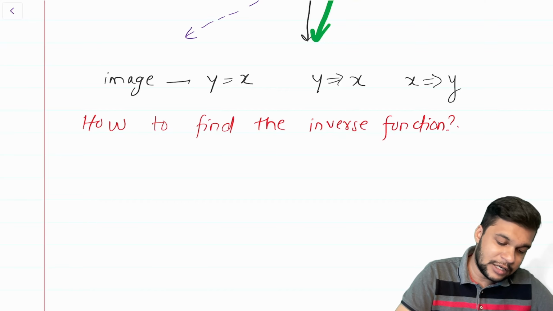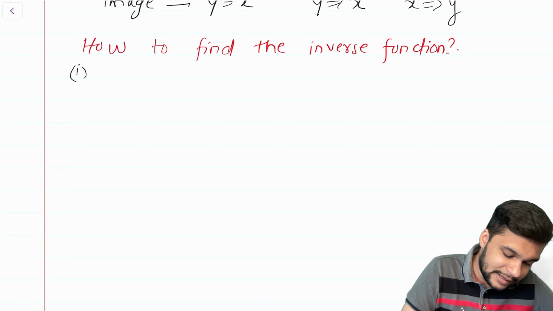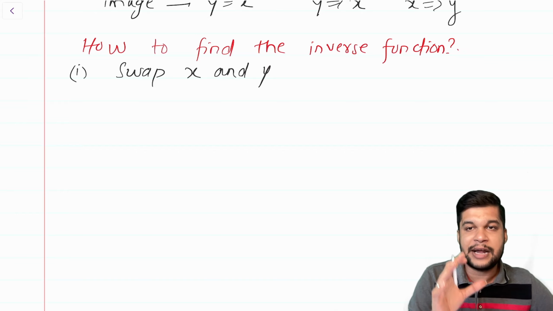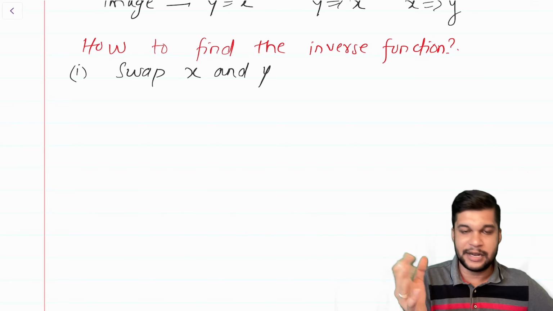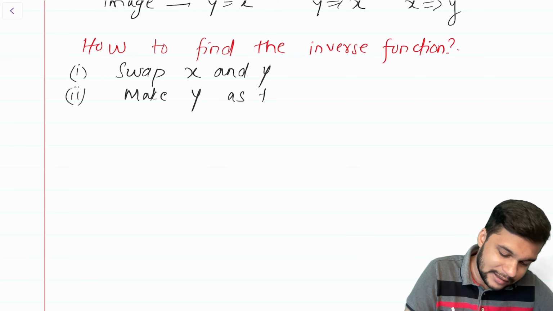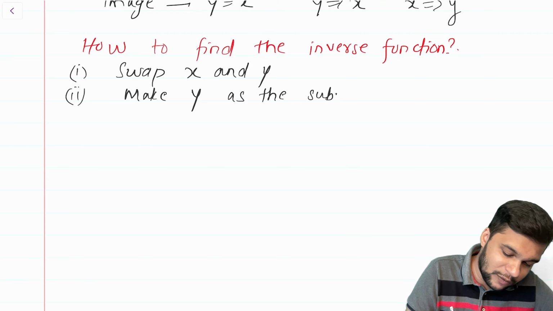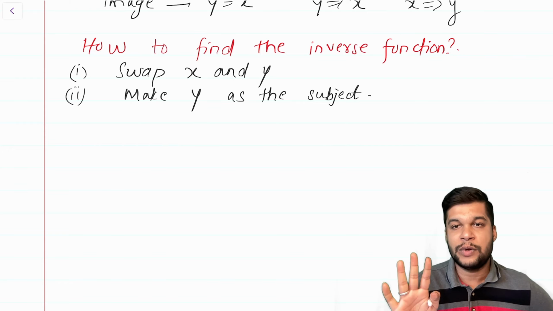Very easy, guys. It's a two-step process. Step number one is swap x and y. So wherever you see x, write y, and wherever you see y, write x. And the second step is make y the subject. If you do these two steps, you will get the answer.